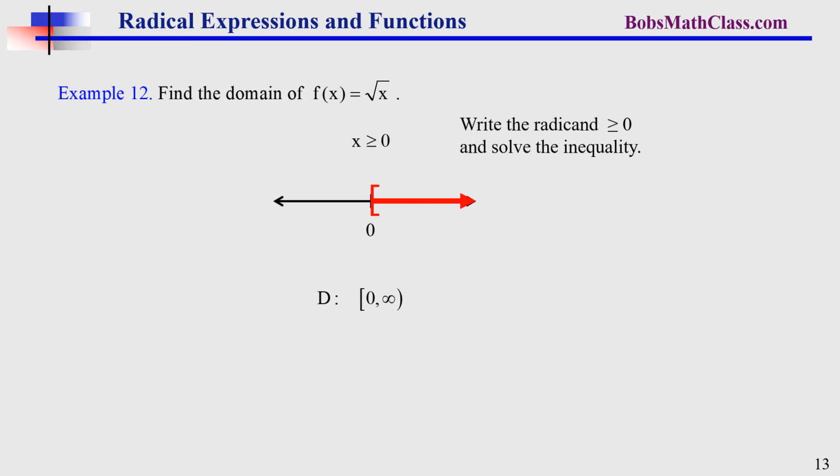Okay, so these are the numbers that you could insert for x in the square root function and get a value that's not a complex number or not an imaginary number or not a non-real number. So you could plug in 9. Square root of 9 is 3, but you cannot plug in negative 9. Square root of negative 9 is a non-real number.